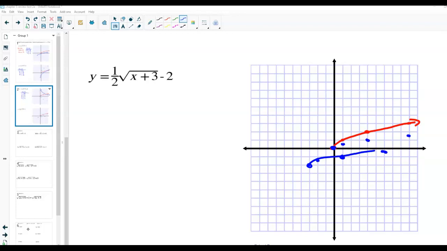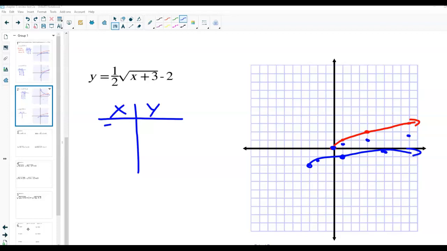And yeah, I don't expect your points to be perfect, but they've got to be in the general vicinity. And if you want to check one, I would check an exact point. I would check 1, negative 1 to see if that works. 1 plus 3 is 4. The square root of 4 is 2. 2 times 1 half is 1. 1 minus 2 is negative 1. That does work. If you want to work with a chart, you're going to have to deal with a fraction now.